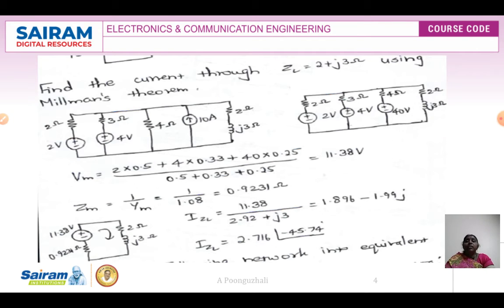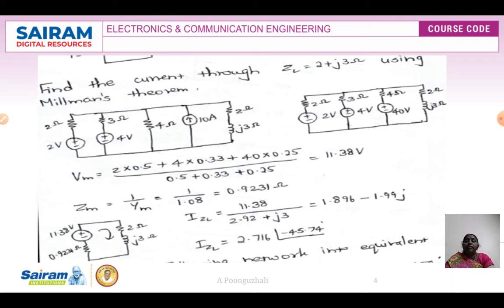Next problem: find the current through ZL equal to 2 plus j3 ohms using Millman's theorem. Here we have a current source in parallel with a resistance. The first step is to convert that current source to a voltage source. V is equal to I into R, where I is 10 amps and R is 4, so it is 40 volts in series with a 4 ohm resistance. Now I have three voltage sources in series with their resistances, and the load impedance is 2 plus j3.